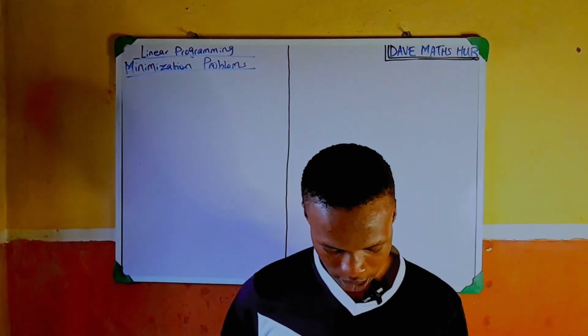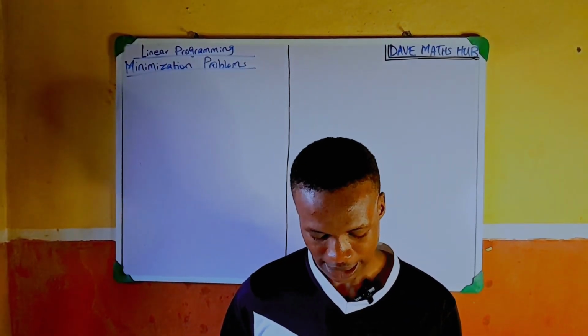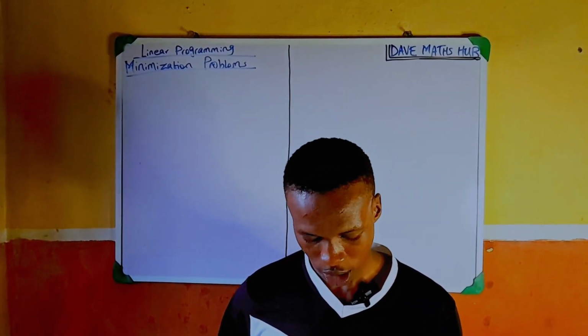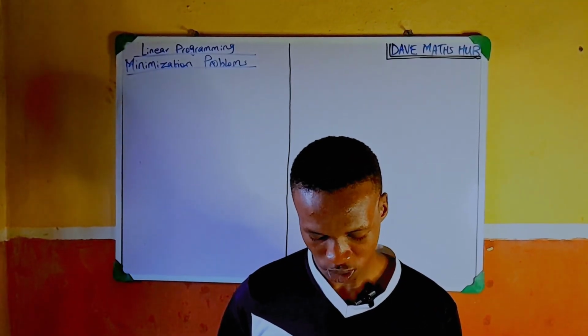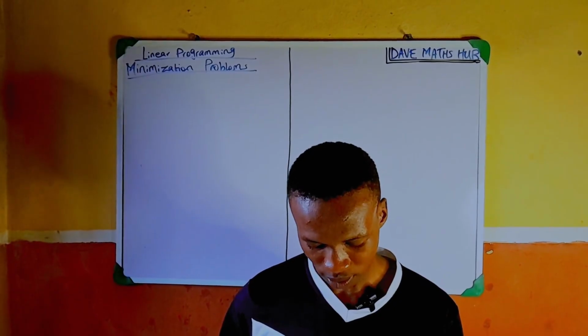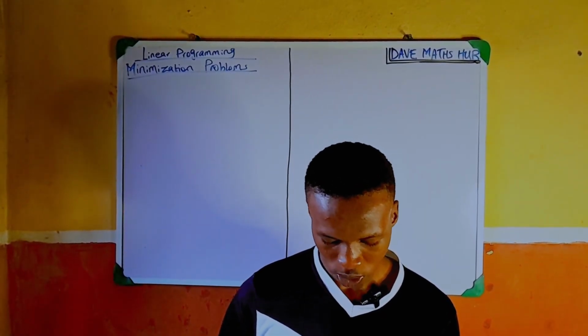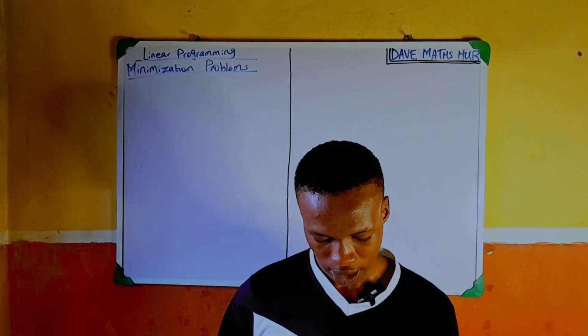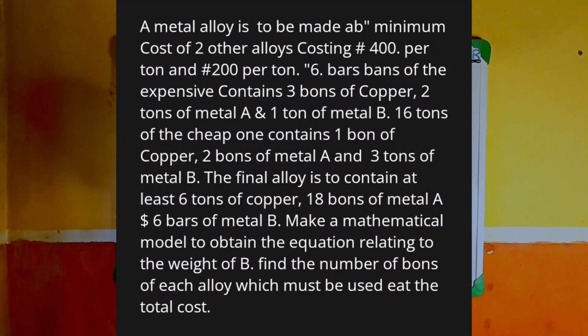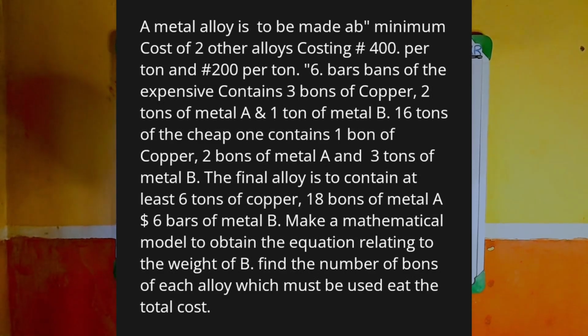Example 2 says, a metal alloy is to be made at a minimum cost of 2 other alloys, costing 400 naira per ton and 200 naira per ton. 6 tons of the expensive one contains 3 tons of copper, 2 tons of metal A, and 1 ton of metal B. 6 tons of the cheap one contains 1 ton of copper, 2 tons of metal A, and 3 tons of metal B. The final alloy is to contain at least 6 tons of copper, 8 tons of metal A, and 6 tons of metal B. Make a mathematical model to obtain the equation relating to the weight of B. Find the number of tons of each alloy which must be used at the minimum total cost.